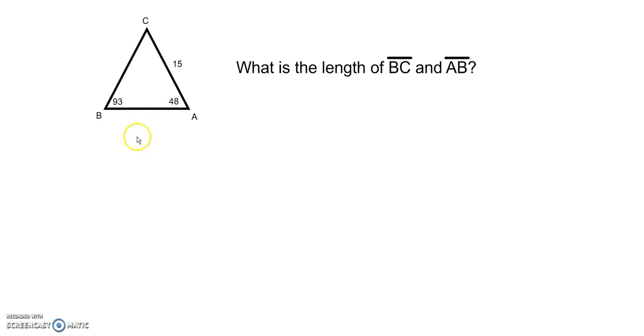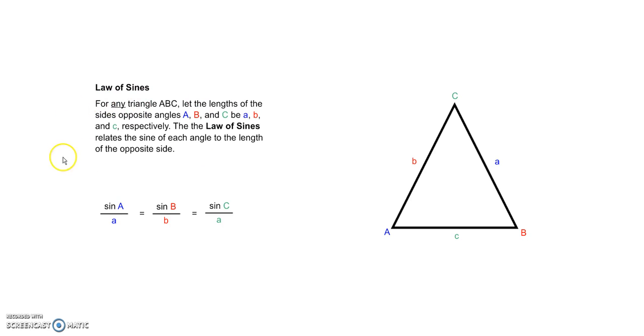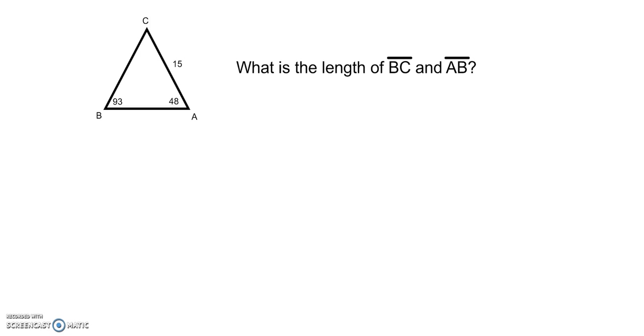So here we have a triangle with some limited information, right? We know that this side AC is 15, and we know the measure of these two angles. So we want to know what is the length of BC and AB. Well, first thing, going back to our law of sines, let's first just write out this equation, because we know that this is going to be true always, right? Even if we don't know some of these values, okay?